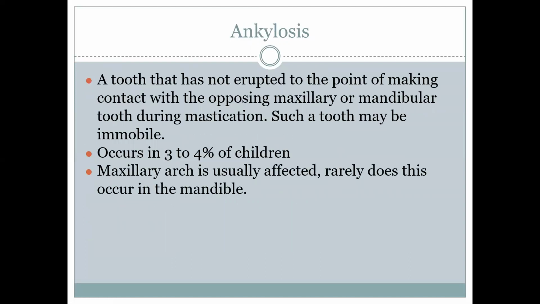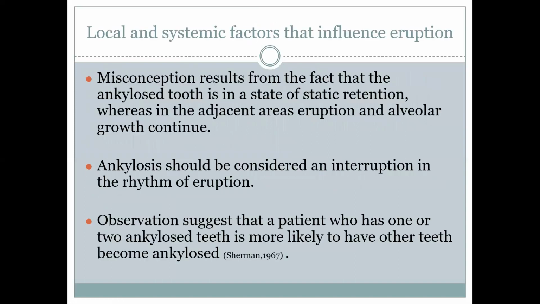So we'll begin with what is ankylosis? An ankylosed tooth is a tooth that has not erupted to the point of making contact with the opposing maxillary or mandibular tooth during mastication. This tooth can also be immobile. It doesn't move. It occurs in 3 to 4% of children. Maxillary arch is usually affected. Rarely does this occur in the mandible. There are local and systemic factors that influence eruption.